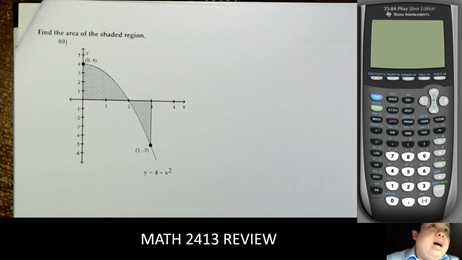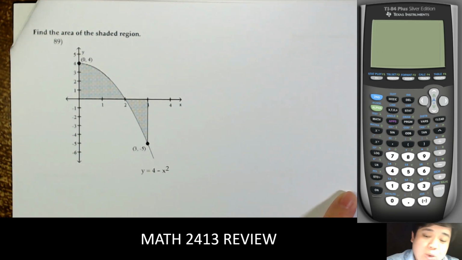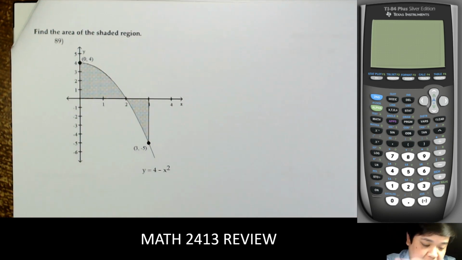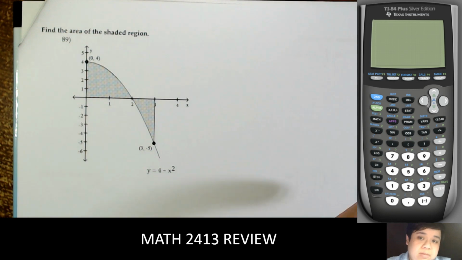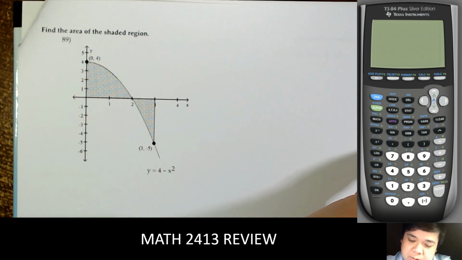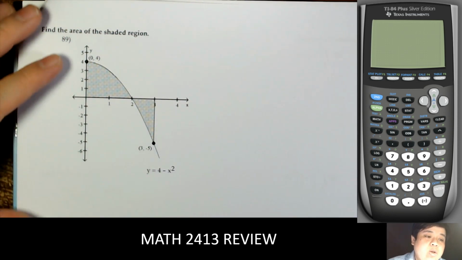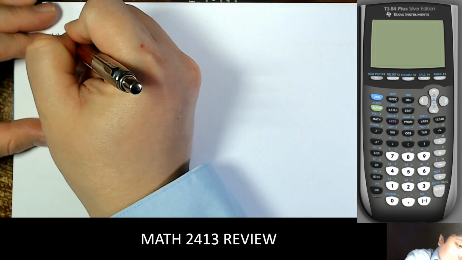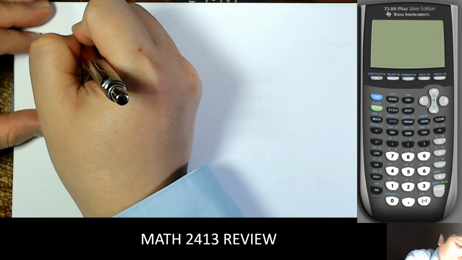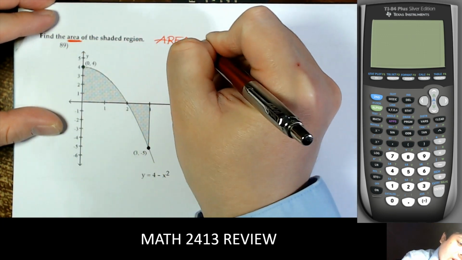We skipped 88. That type of question will not be on the test. In fact, we're going to do that in class. Now we go to 89 and 90 for the summation. Very important on 89 and 90: this type of question asks for the area, not the integral.